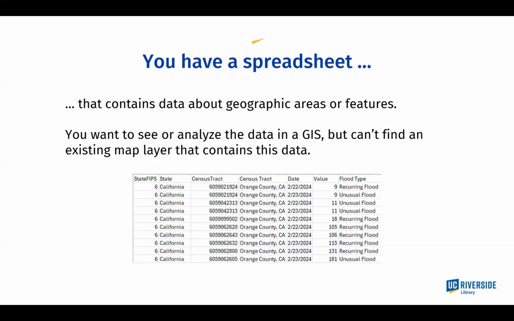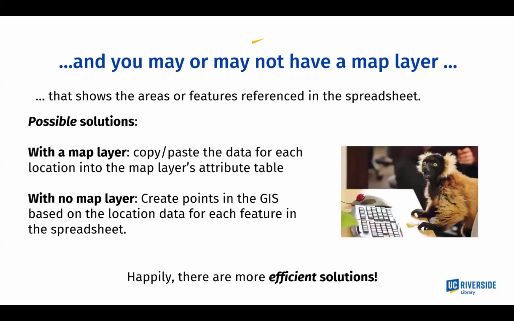in Orange County, California. That's kind of a niche data set. So maybe nobody else has mapped this before, but you have the data and you would like to do that. So you have that spreadsheet, and you may or may not have a map layer that corresponds to the types of areas or features referenced in the spreadsheet, right? Like maybe you do have a census tract map.